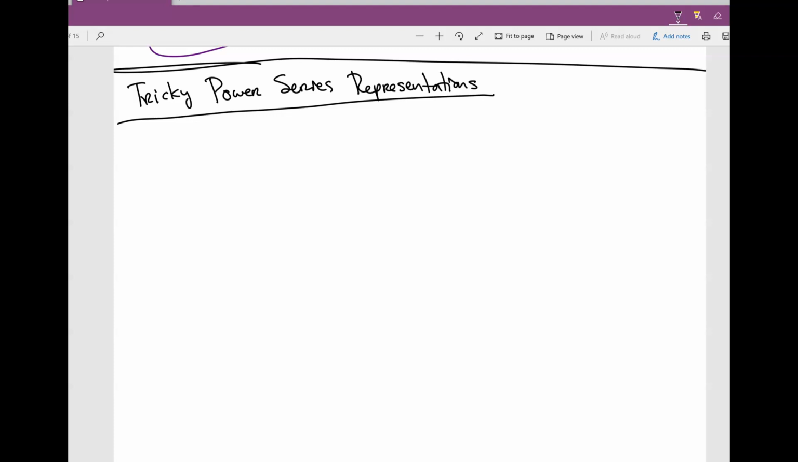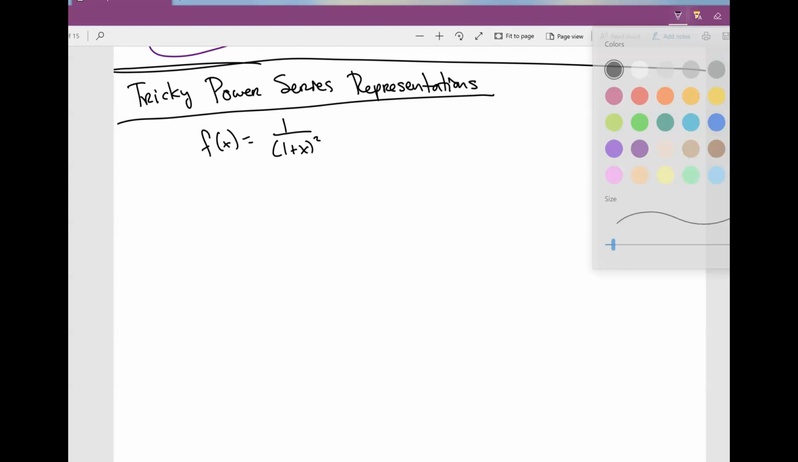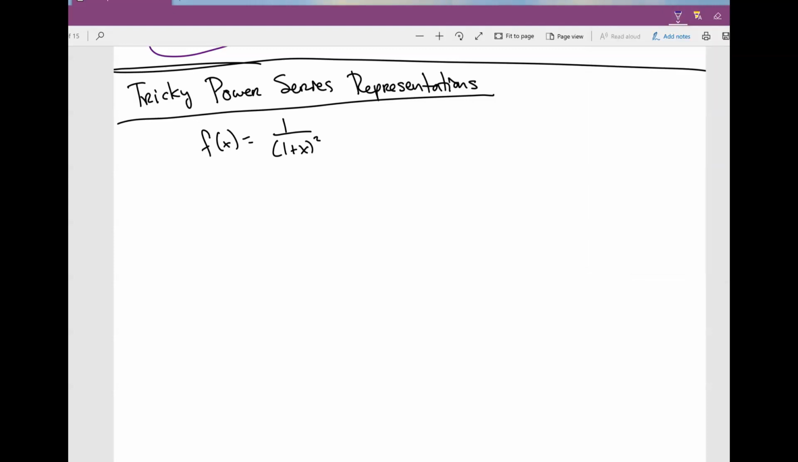So now we're going to do a couple of tricky power series representations. So let's start off with one problem. Let's say we wanted to find the power series representation for this function. So let's say we were looking at 1 over 1 plus x squared. For this particular problem, let's not worry about the interval of convergence. Let's just go ahead and find a power series representation.